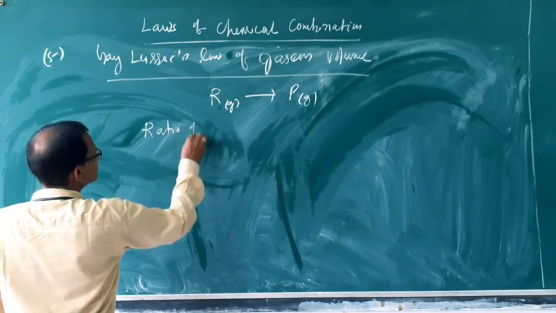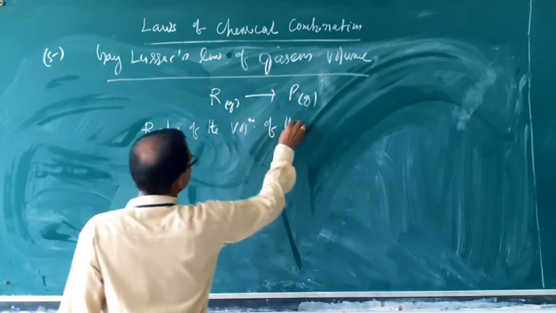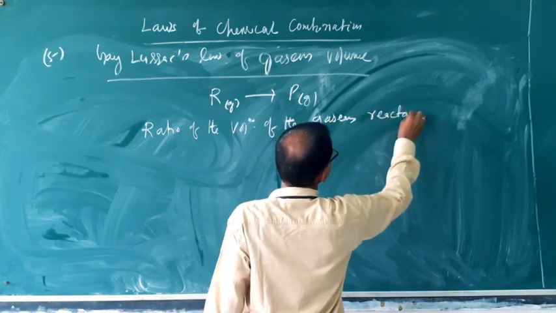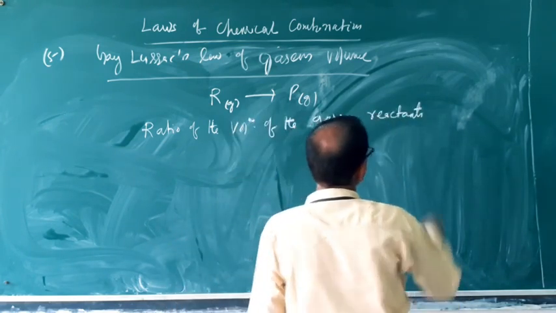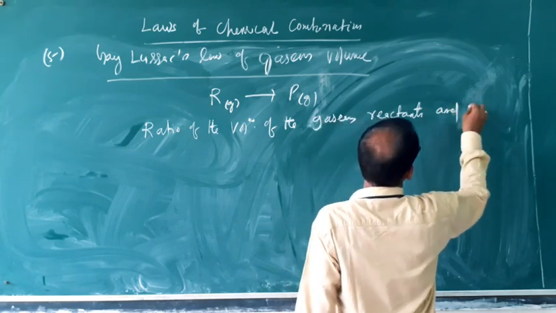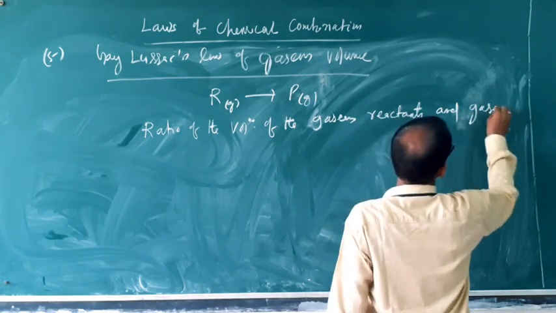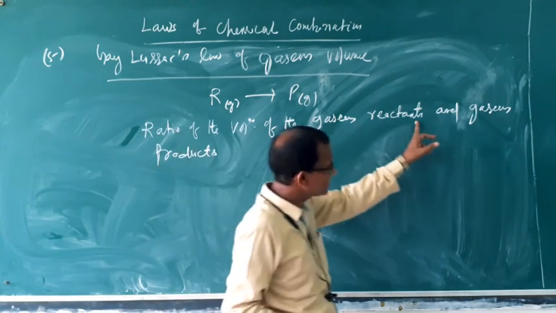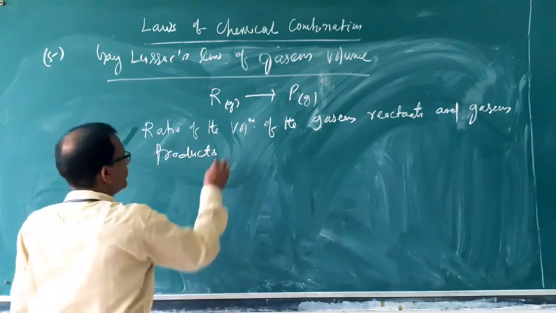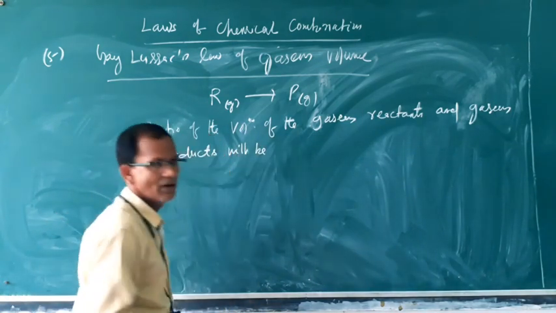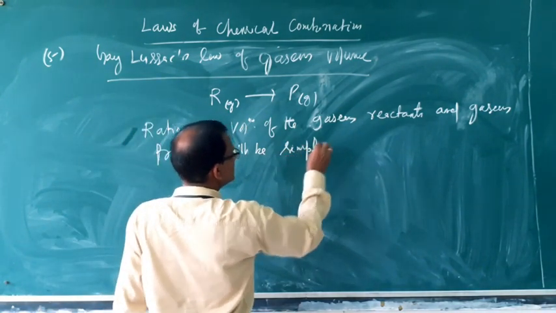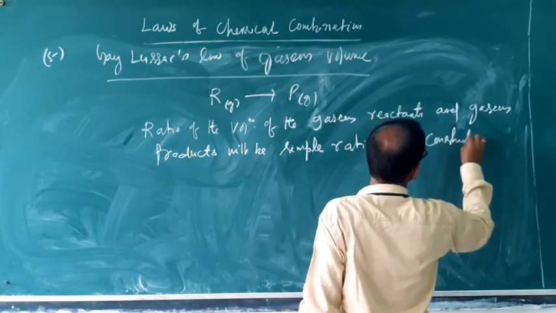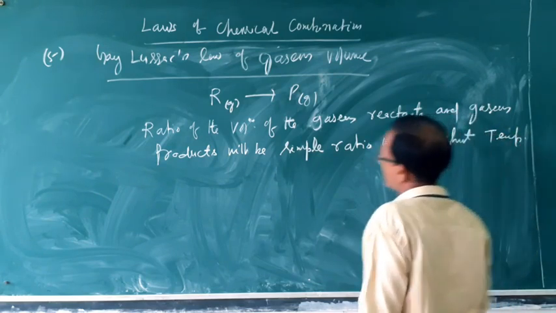the ratio of the volume of the gaseous reactants and gaseous products will be a simple ratio under constant temperature and pressure.